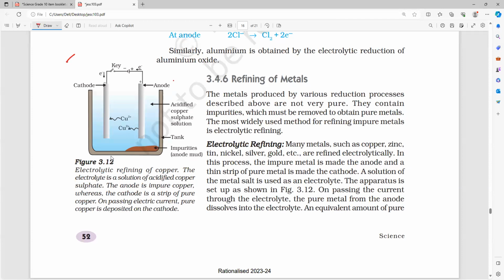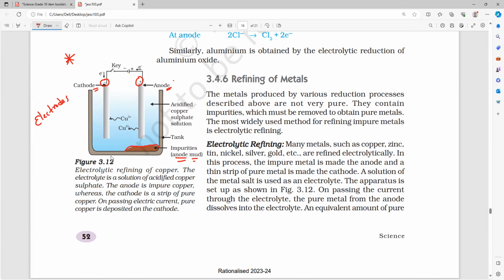This is the diagram which is the most important one. All of you remember, cathode and anode are both called electrodes. Anode is always a positive charge. Cathode is always a negative charge. You are not supposed to forget that. And remember anode mud: after extraction of pure metal, we get the mud at the anode. That is what we used to call anode mud.